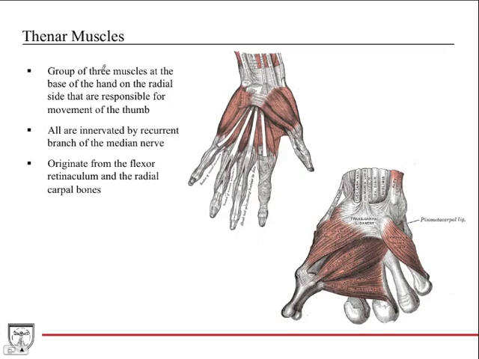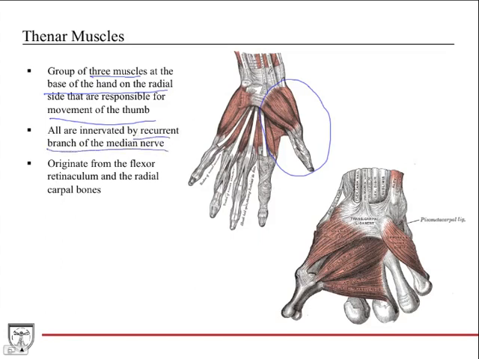So first we'll talk about the thenar muscles, a group of three muscles at the base of the hand on the radial side. They're really these muscles right here located at the base of the thumb, and they're responsible for movement of the thumb. So again, location and function. They are all innervated by the recurrent branch of the median nerve.